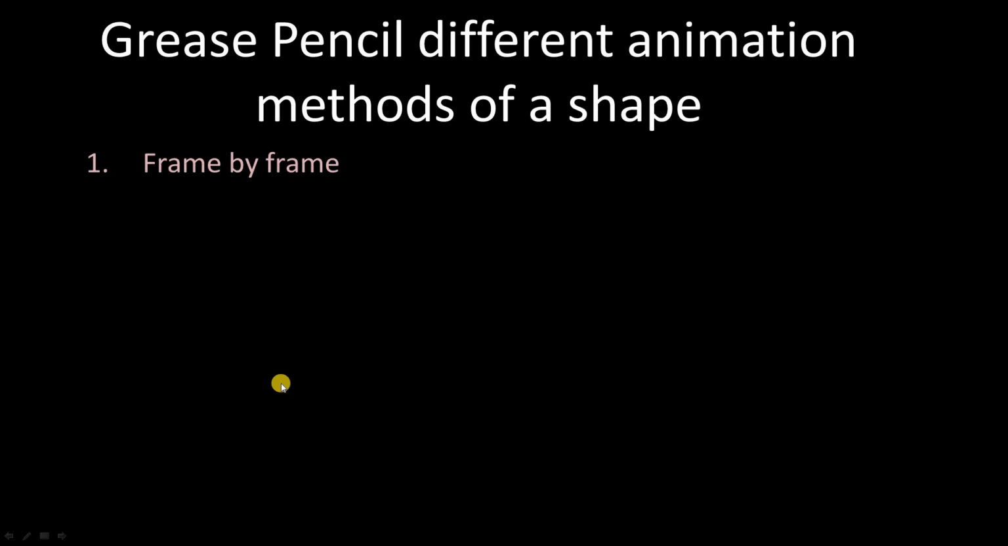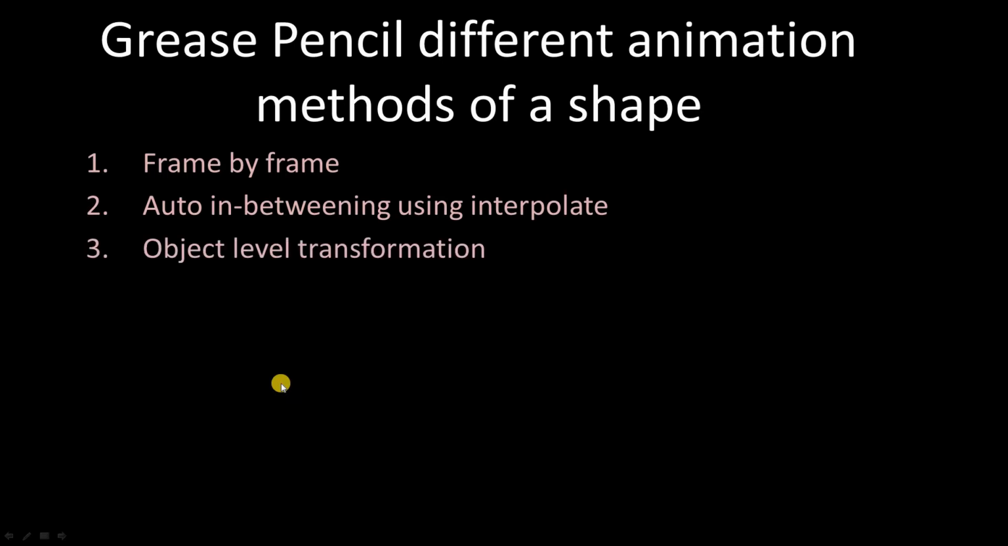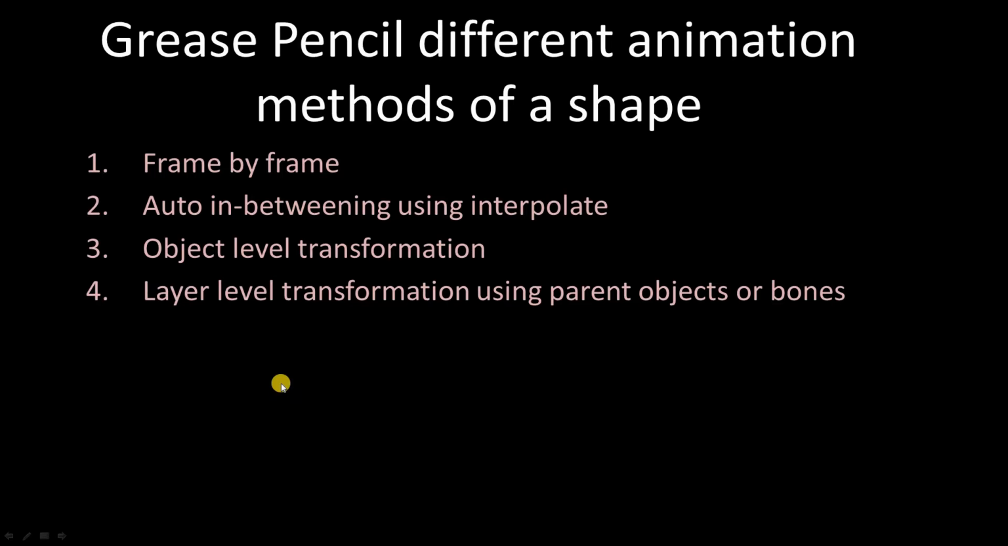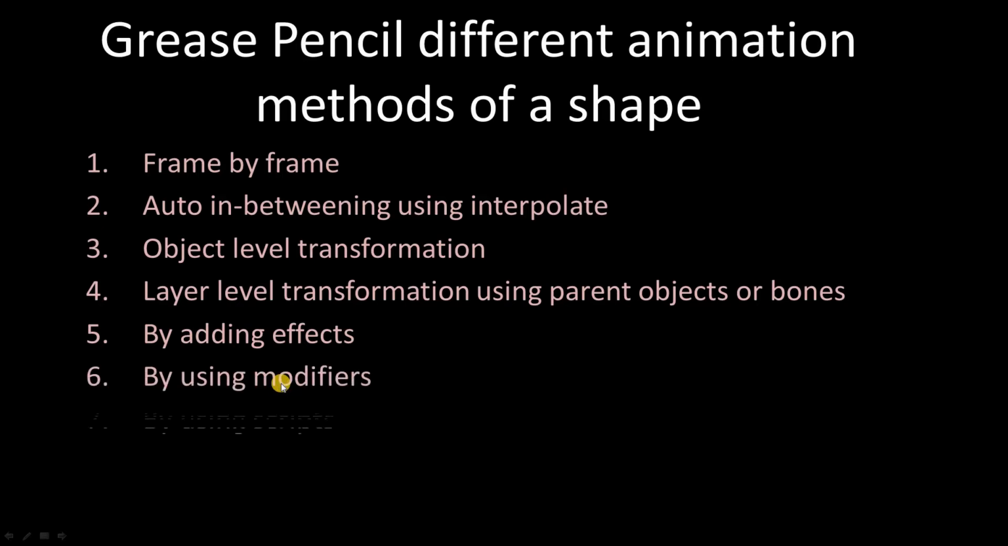Number 1, frame by frame animation. 2, auto-inbetweening using the interpolate tool. Number 3, object level transformation. Number 4, layer level transformation using parent objects and bones. Number 5, by adding effects. Number 6, by using modifiers. And number 7, by using scripts.